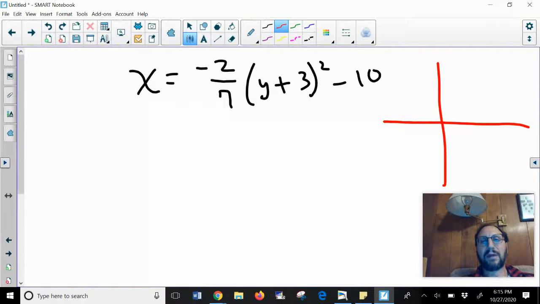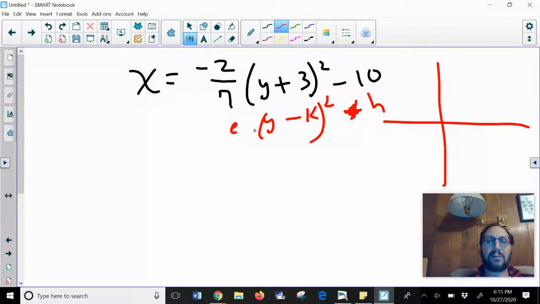On this problem, the vertex is at (-10, -3). Remember that this is the h value over here, and this is the k value inside here, y minus k. So y minus k quantity squared plus h means that we've got an x value of -10 and a y value of -3. So we'll just say that it's over here. That's our vertex.